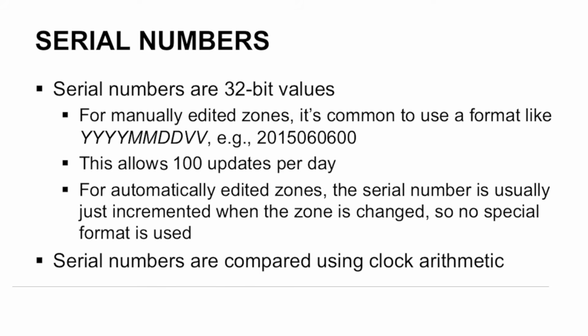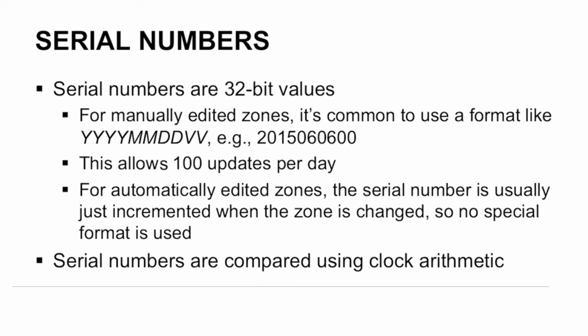For zones that are updated automatically via dynamic update or rewritten by scripts, the serial number just doesn't usually have a fixed format. Secondary name servers compare serial numbers using something called sequence space or clock arithmetic. Think of a time on a clock, say 11:30 p.m. Given another time on the clock, how can you tell whether that time is before or after 11:30 p.m.? 11:45 p.m. seems later, but what about 12 a.m., 3:30 p.m.?